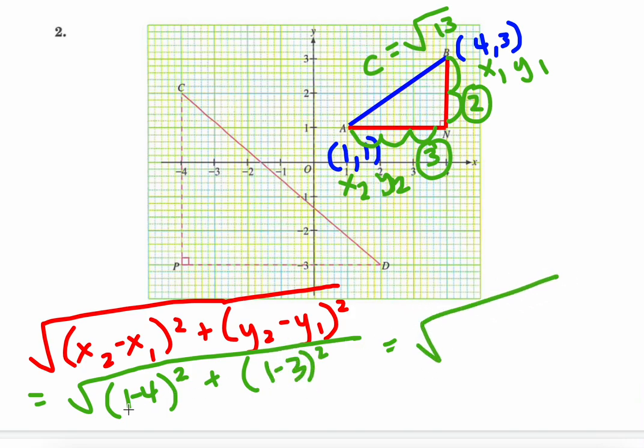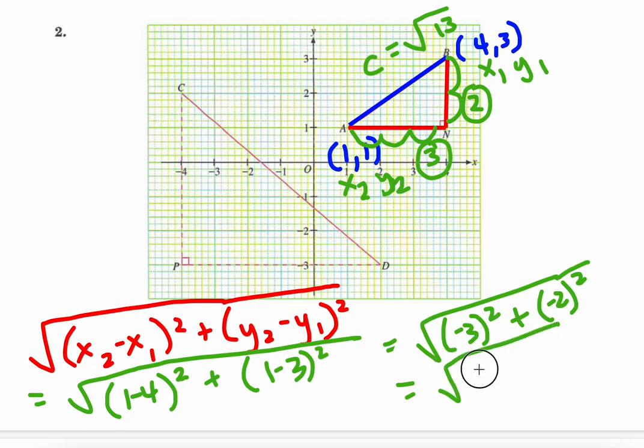Okay, so 1 minus 4 is negative 3 squared, plus 1 minus 3 is negative 2 squared. Ew, I don't like negative numbers. That's why I switched them in the first place. Okay, but if you don't, that's okay. Negative 3 times negative 3, guess what, is still a positive 9. Negative 2 times negative 2 is still a positive 4.